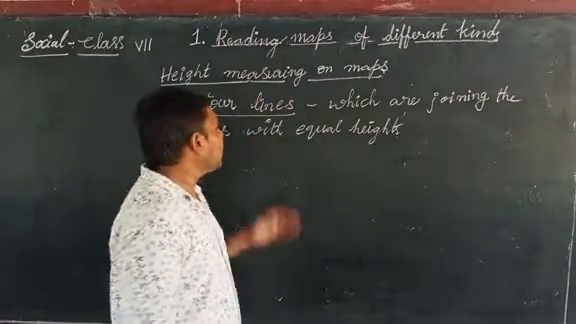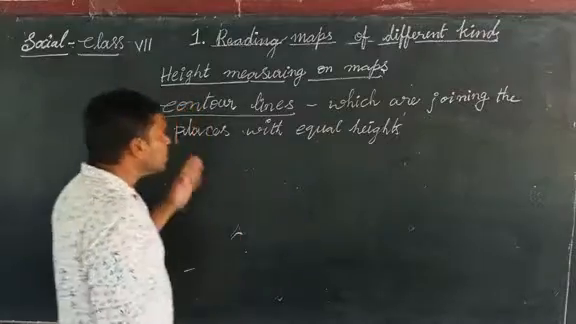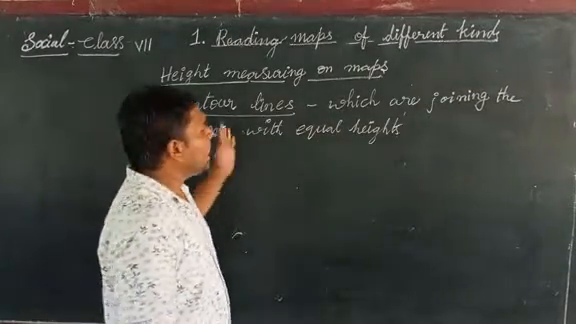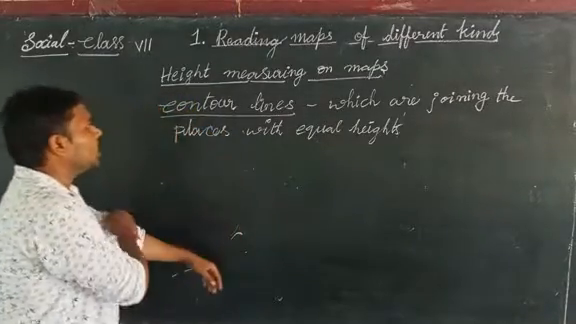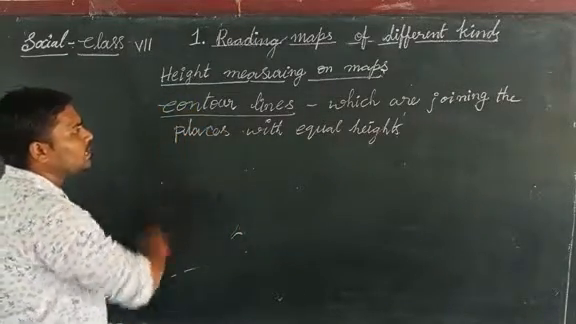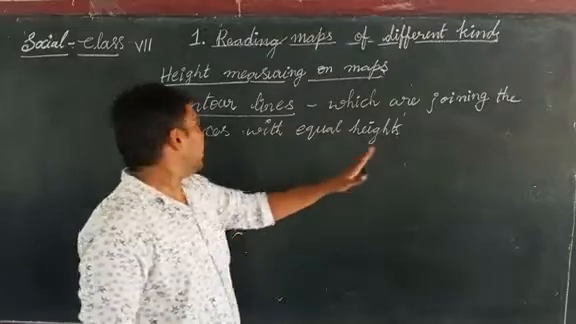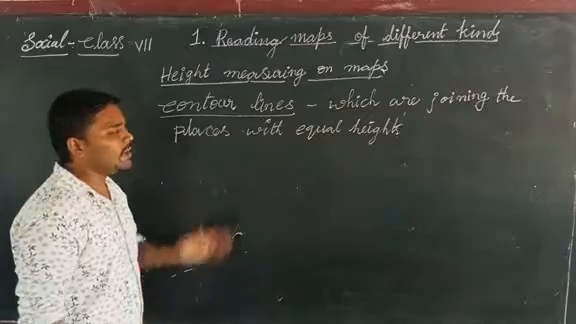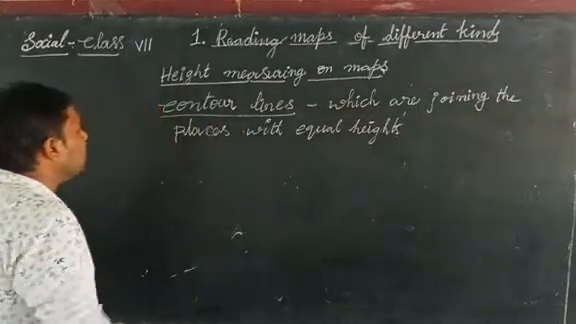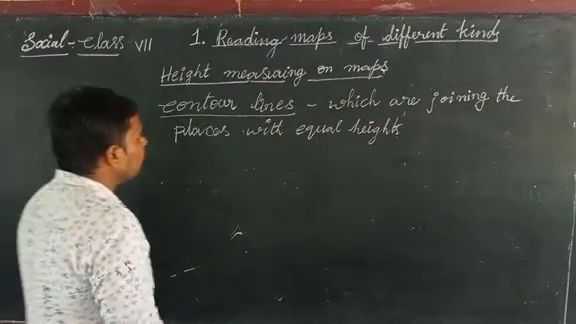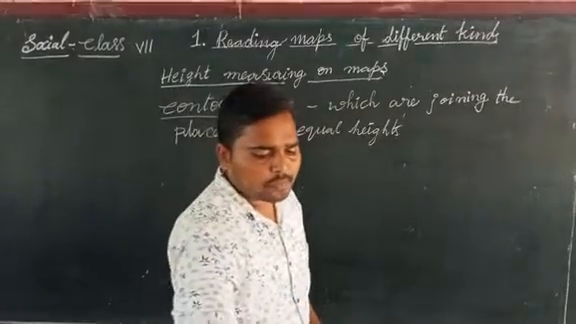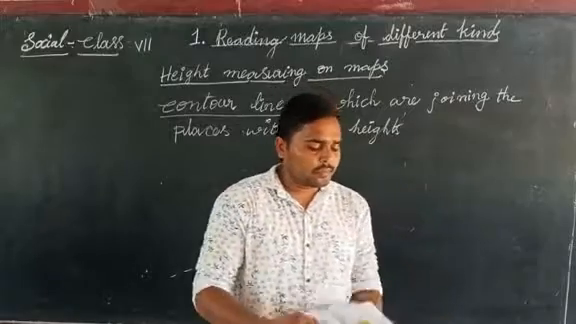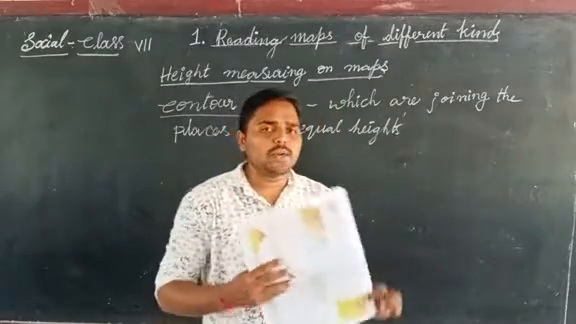How can we draw the contour lines on maps? Okay. In this class, we will see how we can measure the heights on maps with the help of contour lines. Once again, contour lines means the lines which are joining the places with equal heights on maps. Those are called contour lines. Okay. In our textbook, they have given an example: the physical map of Nempur village.